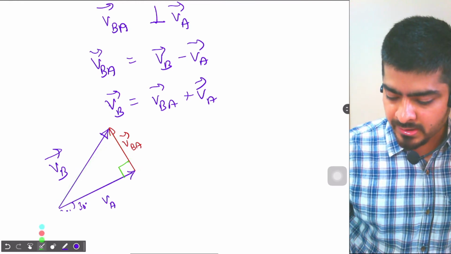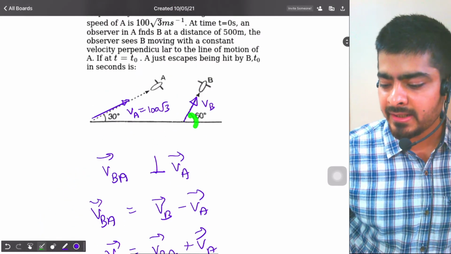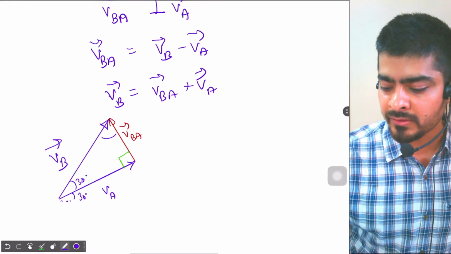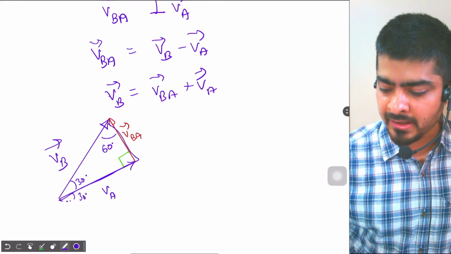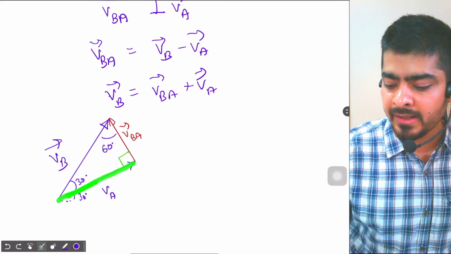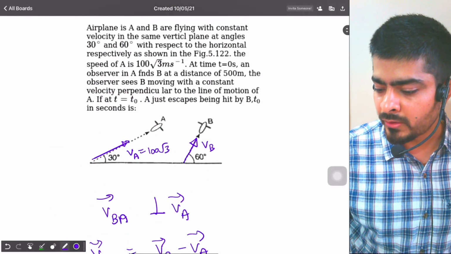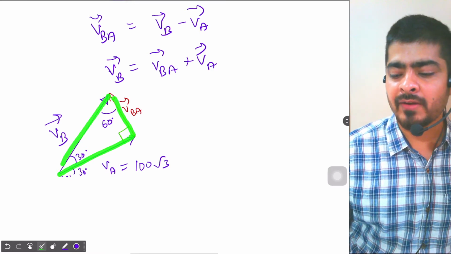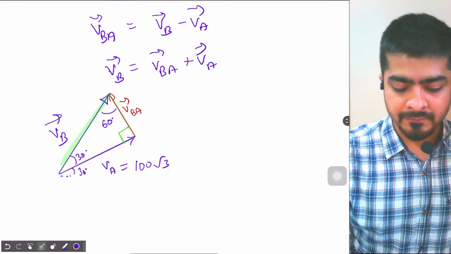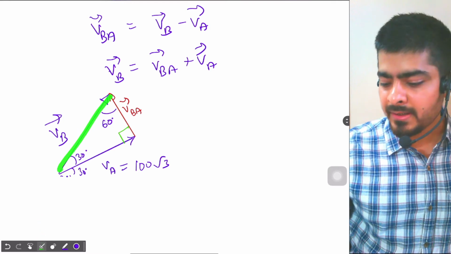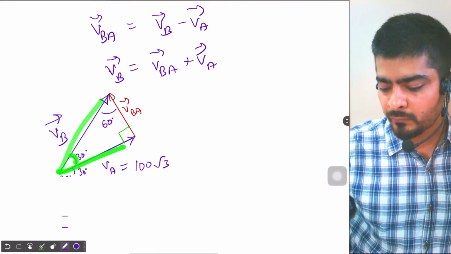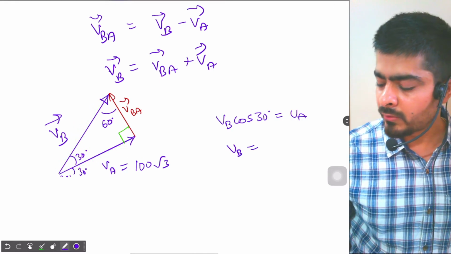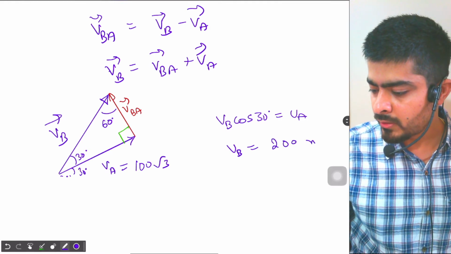Right. Now the question says that this angle is 60 degrees. That means this whole angle is 60 degrees, and therefore this angle should be 30 degrees, and therefore this angle should be 60 degrees. So now we have a triangle over here, and in this triangle we know the length of the base is equal to 100 root 3. We know the length of this side, so we can easily find these two other sides using trigonometry. So for example, the hypotenuse is VB, so VB cos 30 will be equal to VA. So VB will be equal to, cos 30 is root 3 by 2, this will be 200 meters per second.